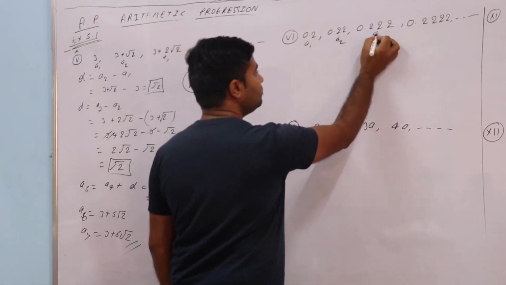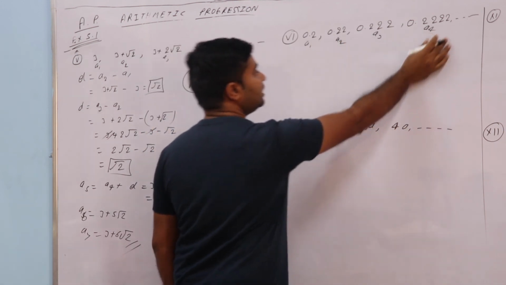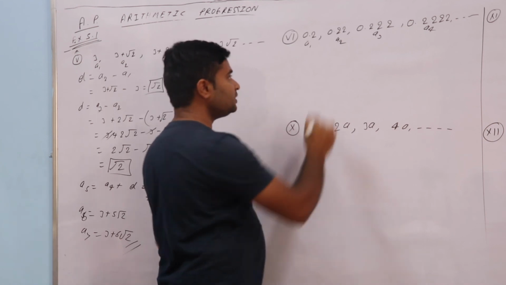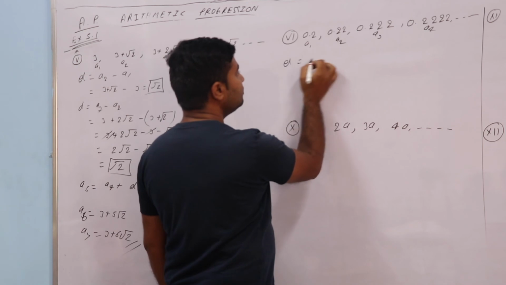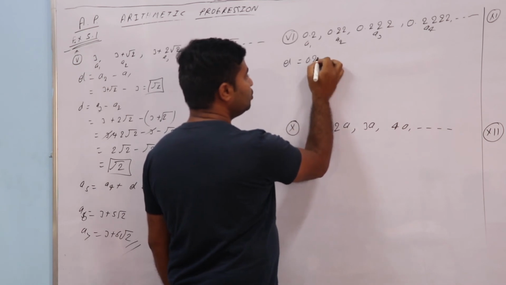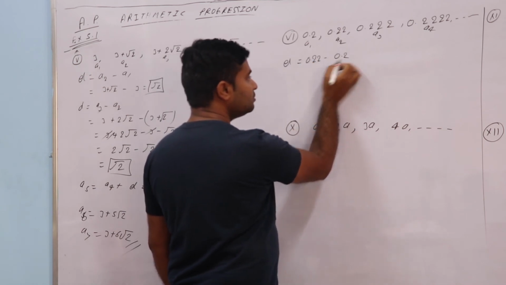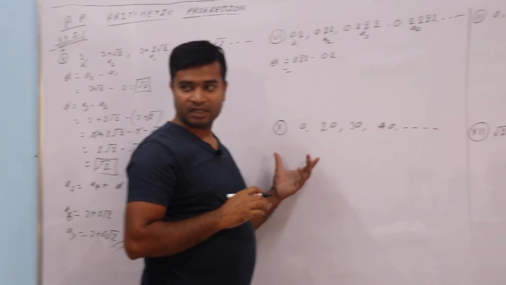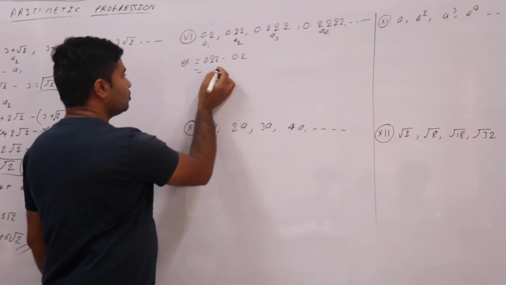A1, A2, A3, A4. True? Yes, sir. Next, D is equal to 0.22 minus 0.2. This is the decimal one, so only I have written. Getting? Acha, now how will we subtract?